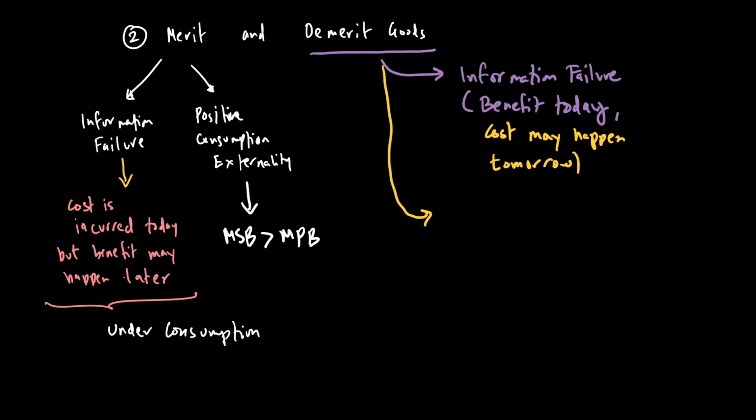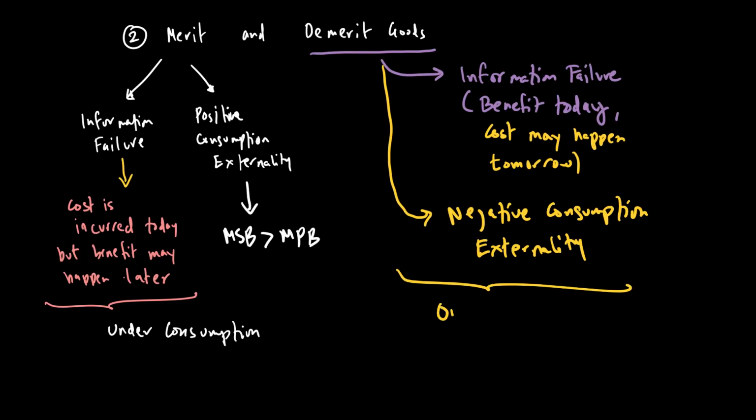Also, there is a negative consumption externality. What's the negative consumption externality? You not only harm yourself, but you are also harming society in terms of passive smoking, in terms of higher health expenditure, and so on and so forth. So this is your case of overconsumption. And that's why in this case, government in terms of policy may put taxes, and in the merit good case government should give subsidies.